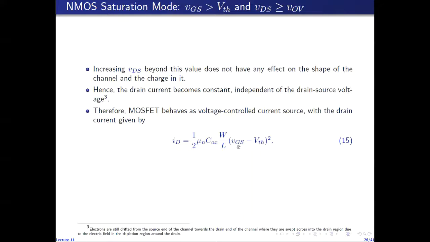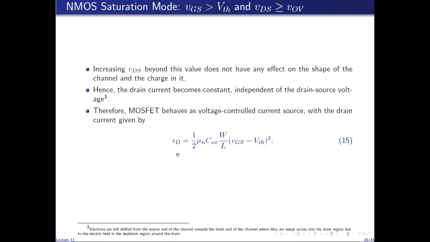If we treat the gate and source terminals as the input port and the drain and source terminals as the output port, then VGS becomes the input voltage and the drain current becomes the output current. In that context, the output current is given by an amplified version of the input voltage. So the MOSFET is said to behave like a voltage controlled current source.